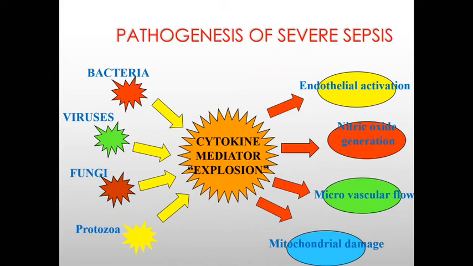So although this is a very complex system that's activated by the inflammatory response, basically you can simplify it down to any microorganism causing an explosion of mediators that amplify the response. And this leads to really 4 main mechanisms of organ damage. There's endothelial activation, there's generation of nitric oxide by inflammatory cells and endothelial cells, there's damage to the microvasculature resulting in poor perfusion, and there's direct impaired mitochondrial function.